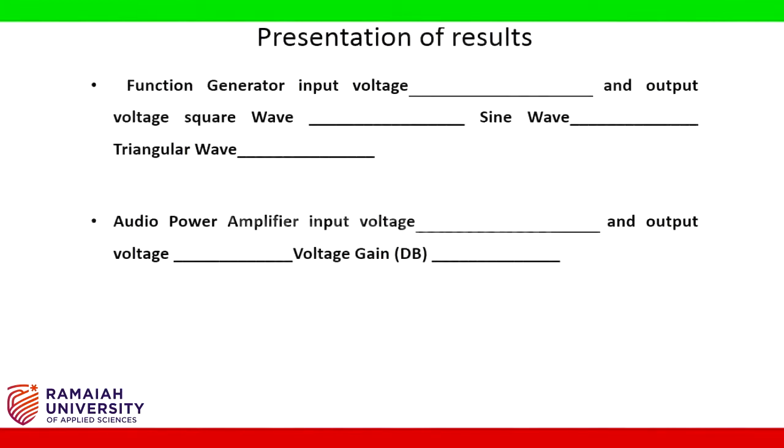The result is in terms of peak values of output voltages of different signals in terms of volts for function generator. Measure the input and output voltage of the sinusoidal waveform for audio power amplifier and note it in terms of volts.